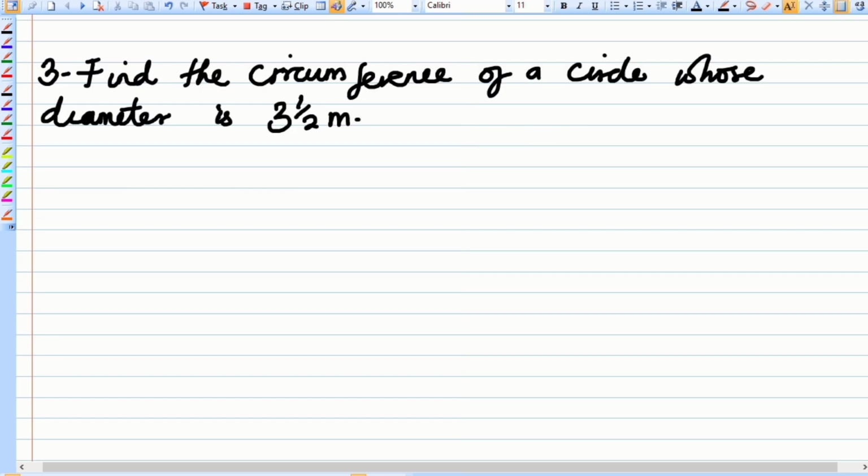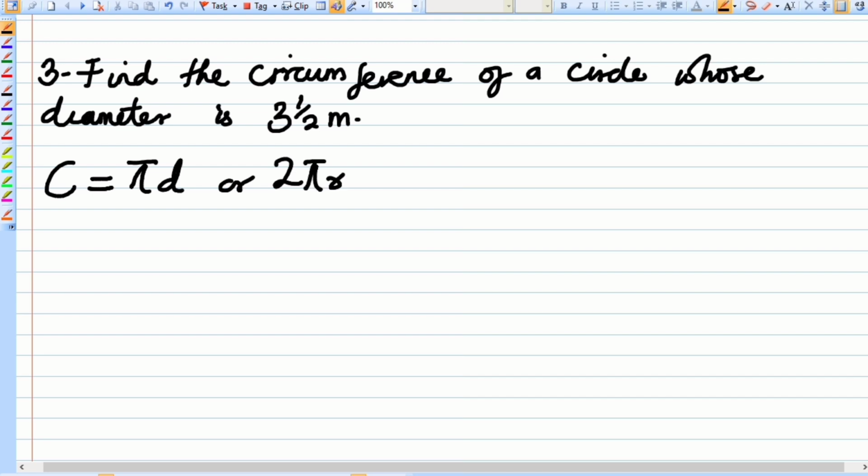Okay, question number 3: find the circumference of a circle whose diameter is 3 and a half meters. So the circumference. Recall that the circumference of a circle is the same as the perimeter of the circle. So we have the circumference C. The formula is pi d. Remember, we have two formulas, the other being 2 pi r.